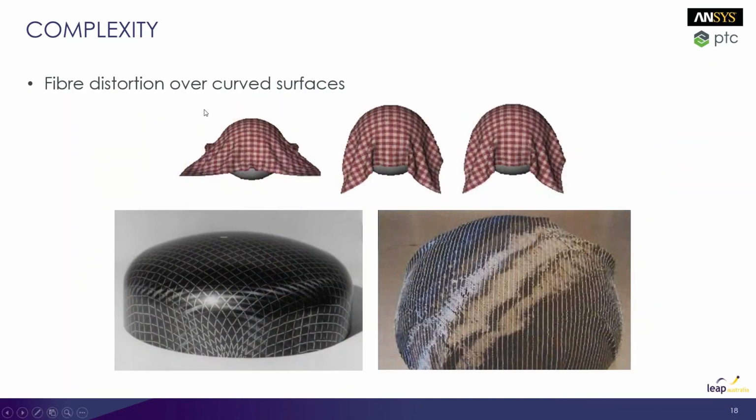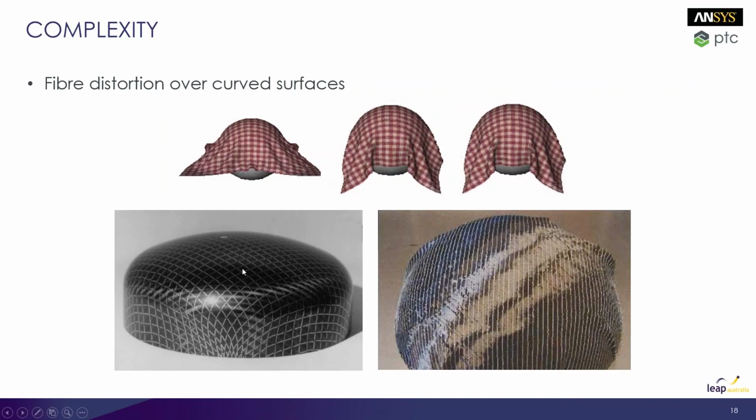So this is what I meant with the wrinkling, because we're dealing with basically a soft fabric. Curved surfaces are particularly bad at this. We're going to have wrinkling. We're also going to have a change of fiber alignment as we cover these curved surfaces.